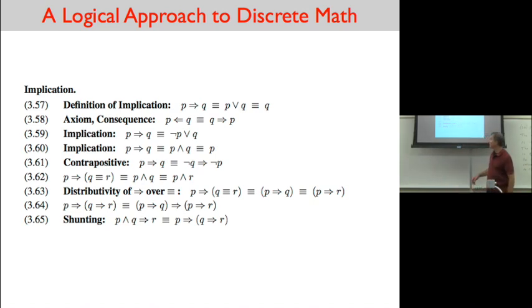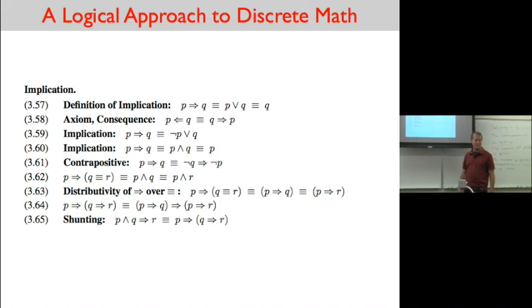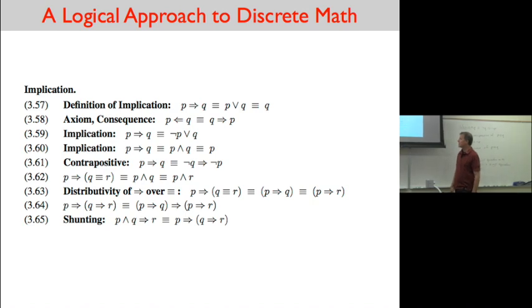Okay, but 3.61, contrapositive, is one of your homework assignments. So you'll prove that for me. And then here, 3.62. Now this is interesting. P implies Q equivales R. That's another way to get rid of the implies. It's P and Q equivales P and R. That's an interesting one because it gets rid of the implication.